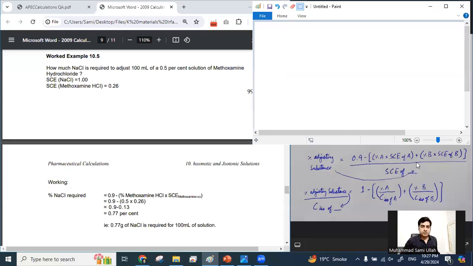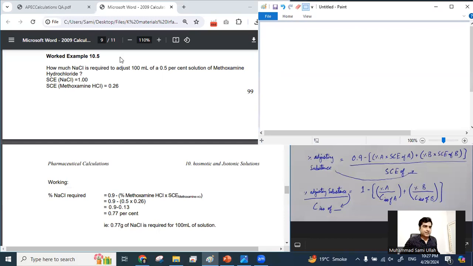Now the formula where they give us values of SCE. Whatever the value they give you, you just apply the formula corresponding to it. How much NaCl is required? Again, they are asking us to add NaCl. It is required to adjust 100 ml of a 0.5% solution of methoxamine hydrochloride. SCE values of NaCl is given, SCE value of methoxamine is given. Now the values of SCE will be given instead of FD1%.